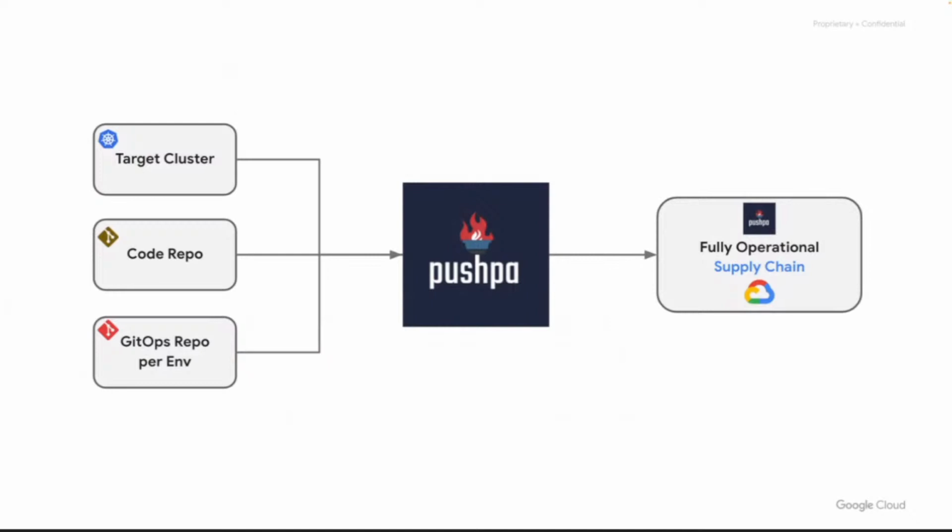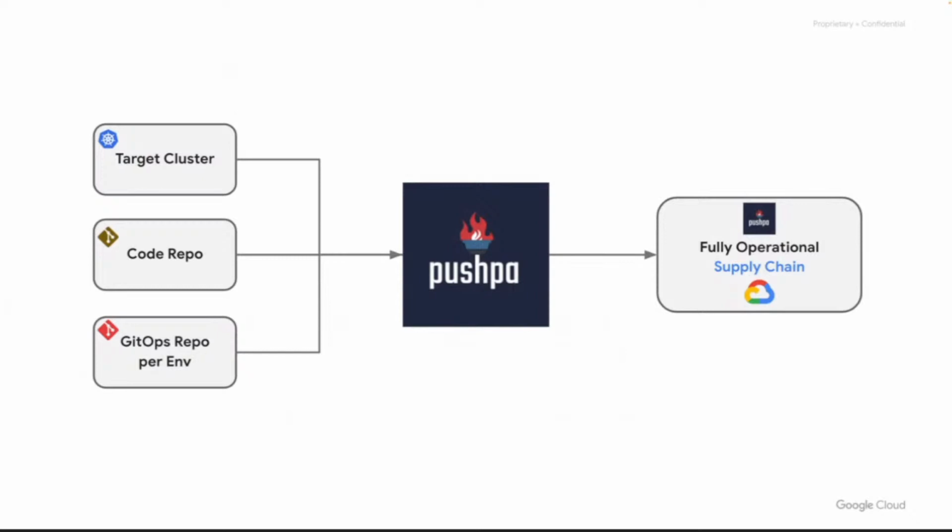So let's say you have three different environments, dev, test, prod. Then for each environment, we will have a dev GitOps repo, test GitOps repo, and production GitOps repo. This is essentially your application configuration. This is where your application configuration will reside.